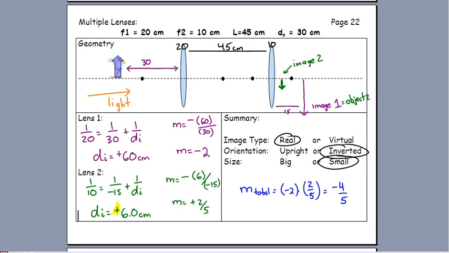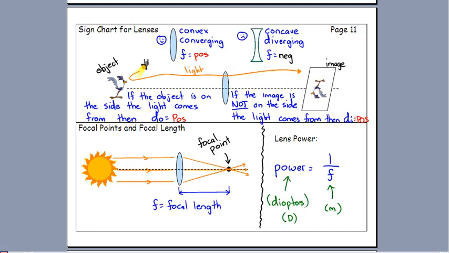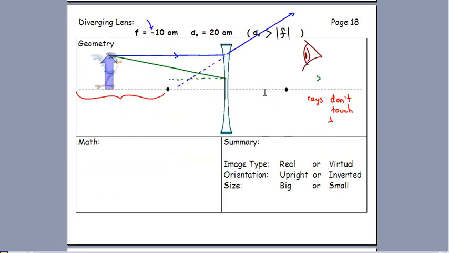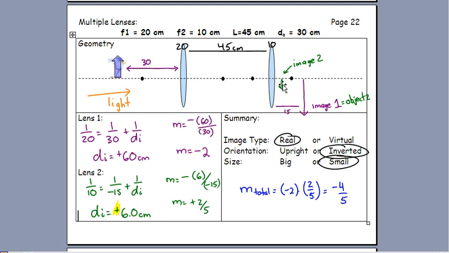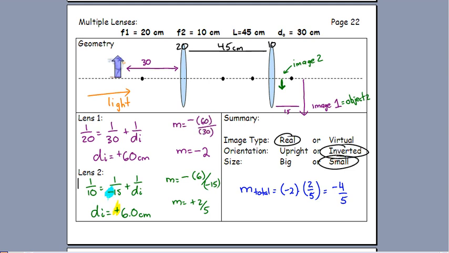It didn't make any sense at the time, but way back here, we actually wrote that rule down. We said that if the object is on the side the light comes from, then you can call the DO positive. That happens so many times, like 99 times out of 100. But for this last one, the object was after the lens. It was not on the side the light came from. And so just for lens number two, we said, whoa, this thing we're working with is not on the side the light comes from. So we just warned the math about that. We said, okay, no big deal, we'll just put this minus sign in, and that warns the math that the object's actually after it.